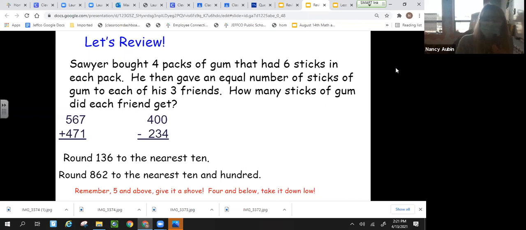How many steps do you think it has? 3? I don't know. Let's see. Sawyer bought 4 packs of gum that had 6 sticks in each pack. I'm going to put a little line there, right? Because I know I need to know how many.